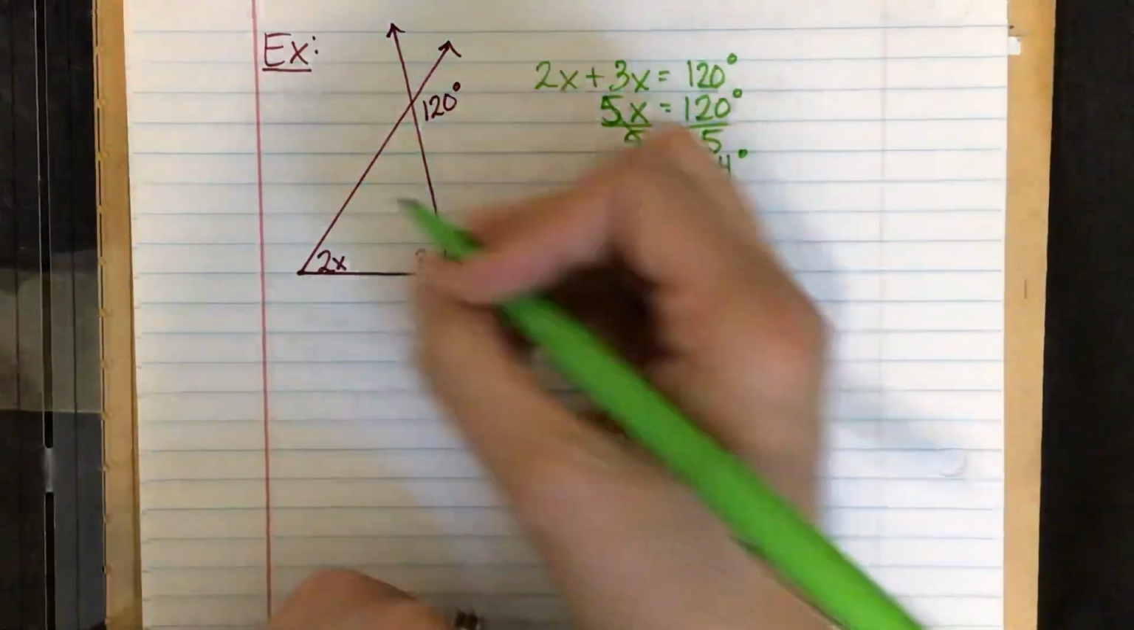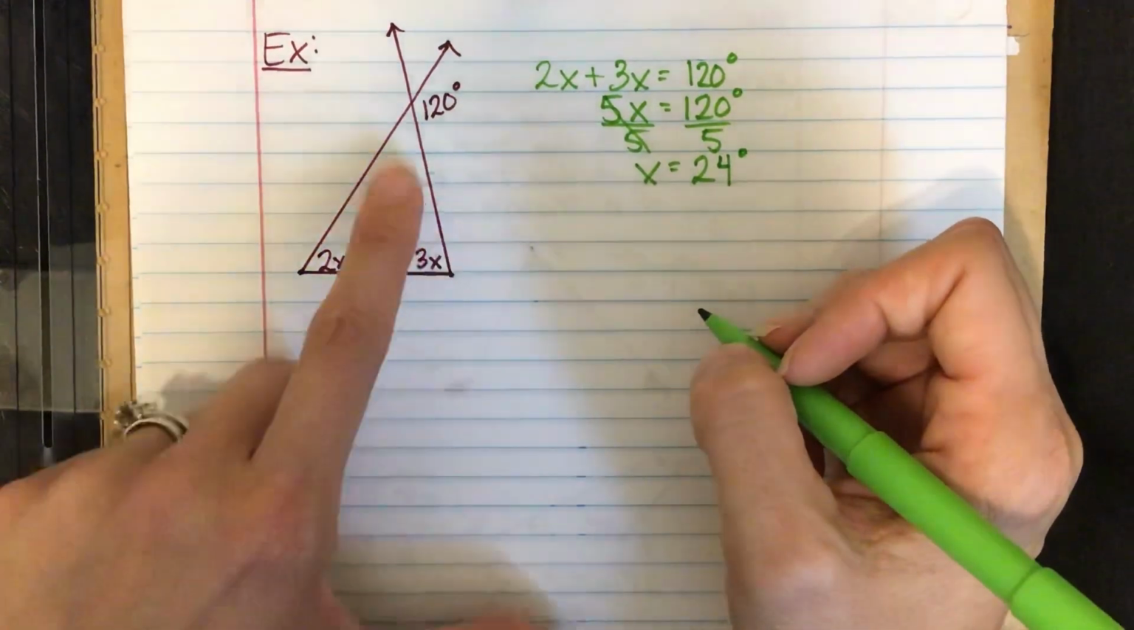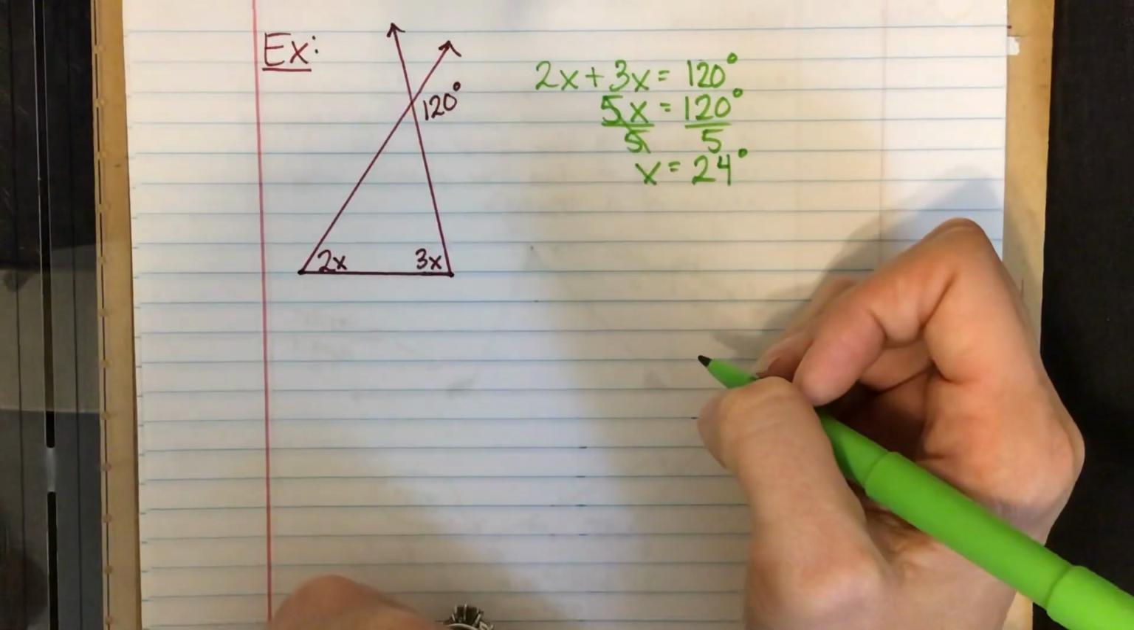24 degrees, okay? And you can always check your answer here by plugging in 24, finding this angle, making sure it all adds up to 180.